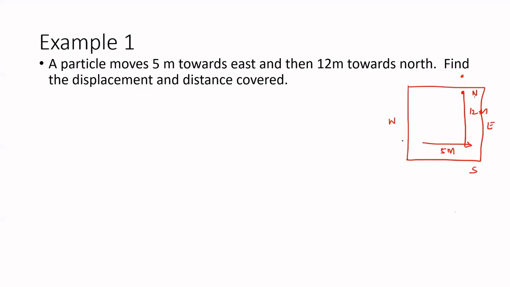Find the displacement and distance covered. Distance covered how much? Distance equal to 5 plus 12. That is equal to 17. But the displacement is, it started here and reached here. Therefore, displacement is this distance. Therefore, distance is 5 plus 12, 17.